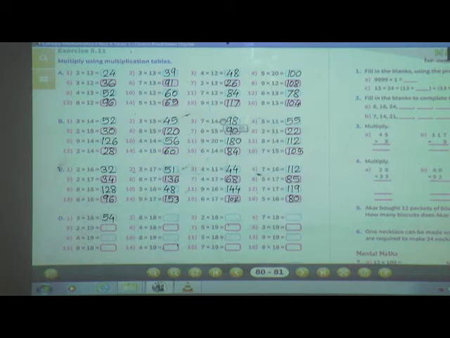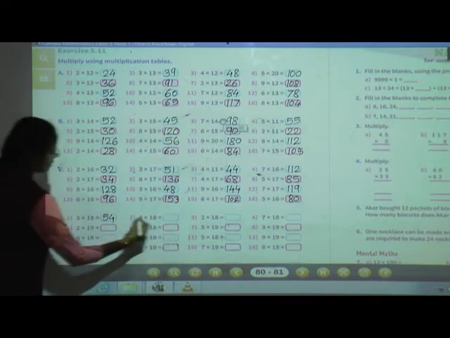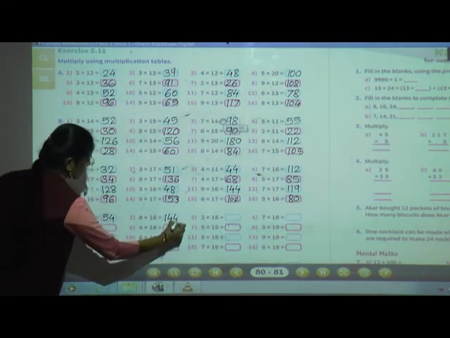Then next, 8 into 18. Again same table you have to say. Table of 18. Say the table of 18. 18 8s are, what is the answer? 18 8s are 144. Correct. Write here 144.